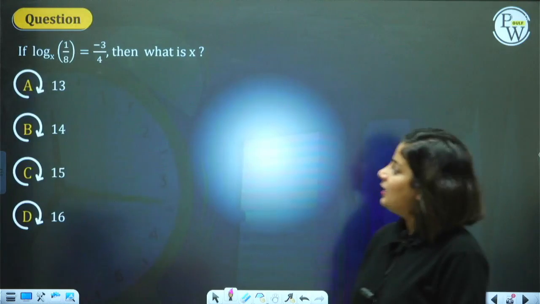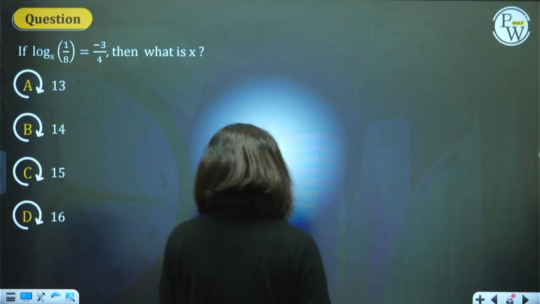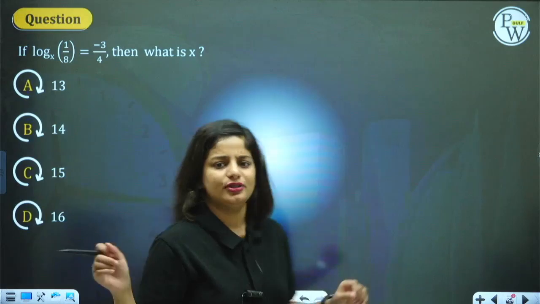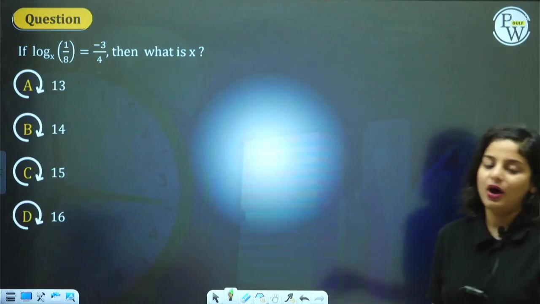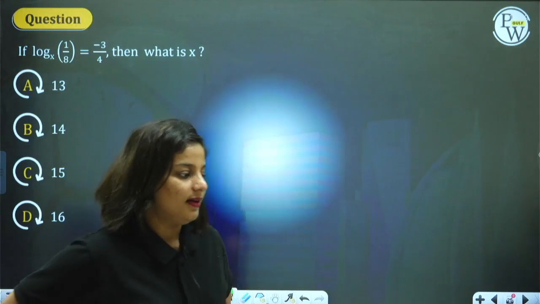Superb. Log of 1 by 8 to the base x is minus 3 by 4. What is the value of x? A, B, C, D. Now this is like a quiz. You all have to answer yourself. Enough of solving, isn't it? Now quizzy.